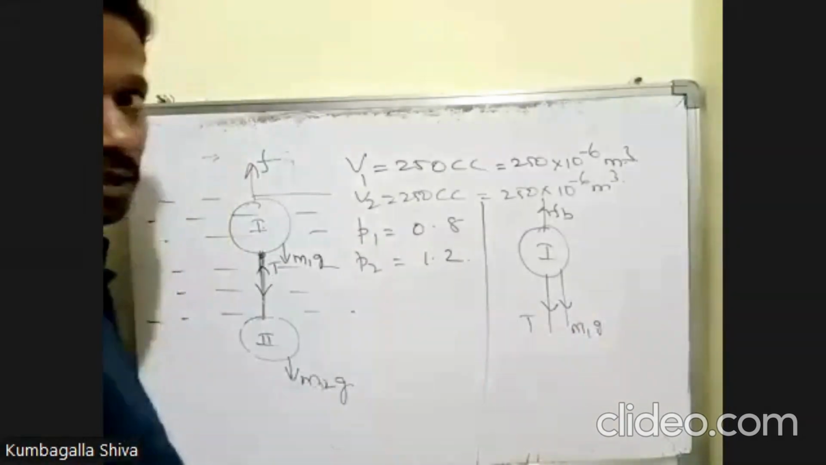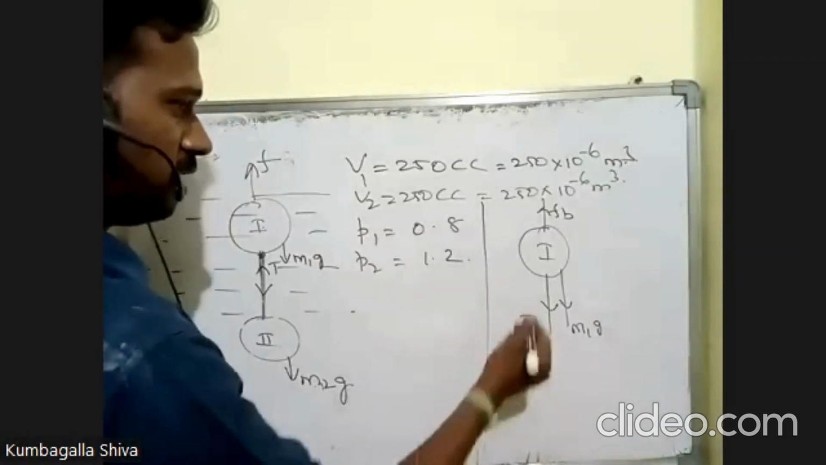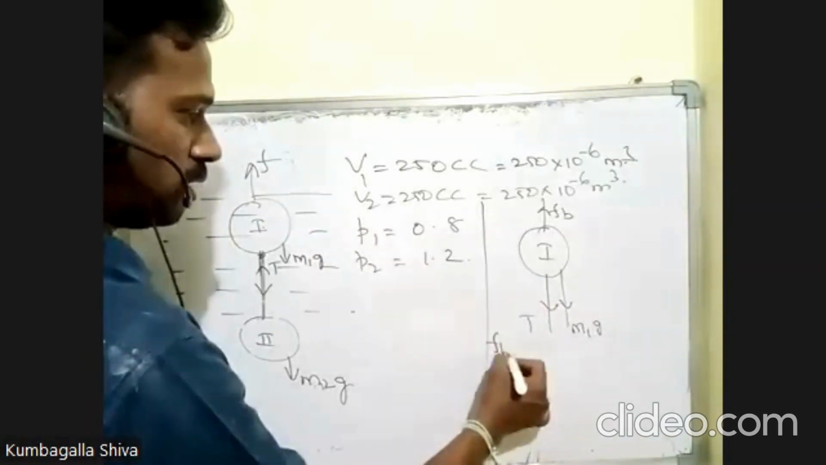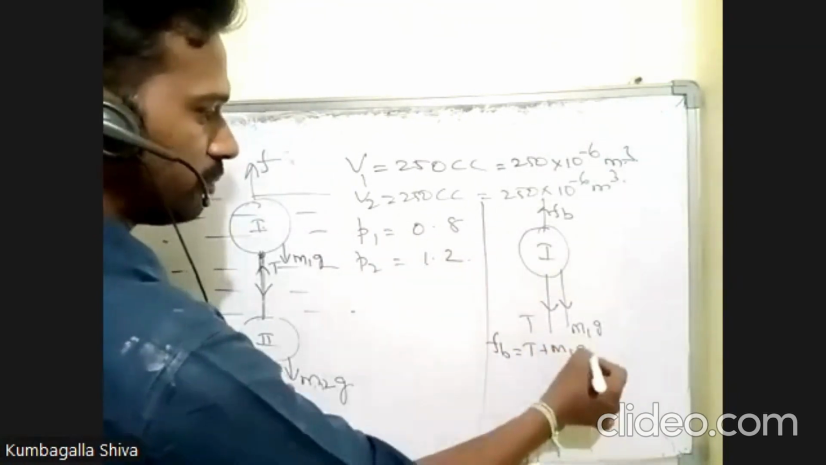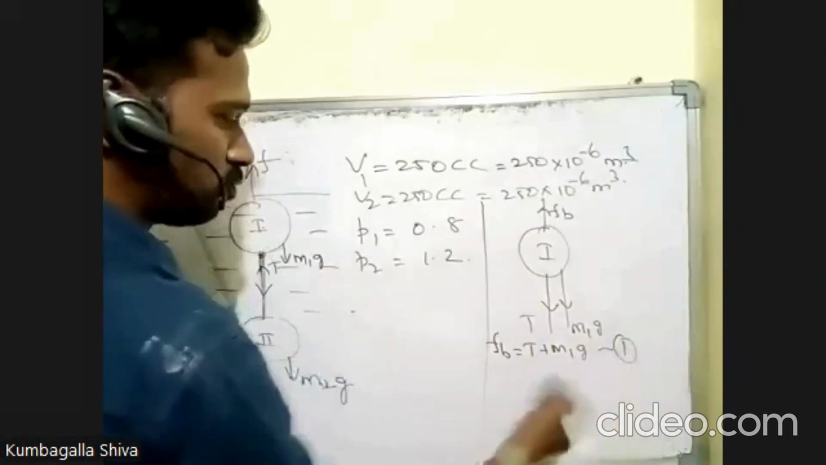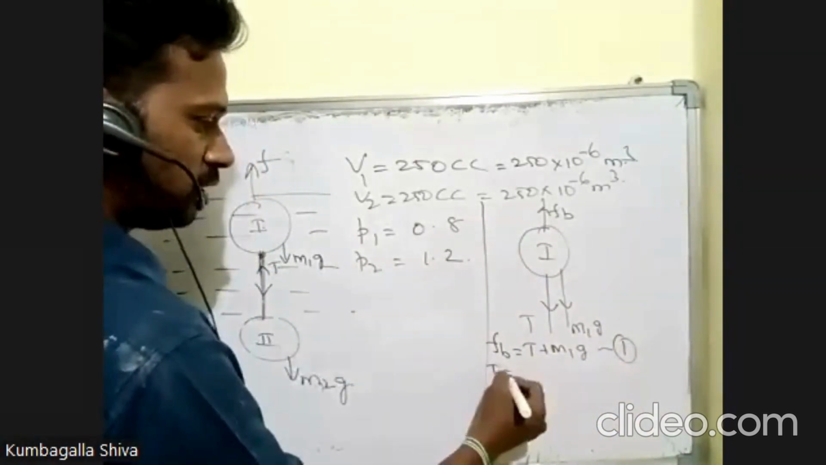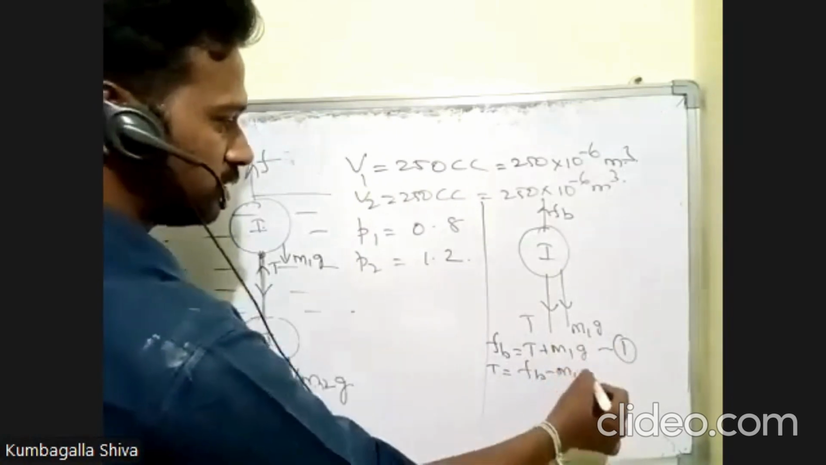You can write the equilibrium condition because the net force is 0. Now you can see the condition that the buoyancy force is equal to tension plus m1g. This is the first equation. You can transform this equation: tension is equal to buoyancy force minus m1g. This is the second equation.